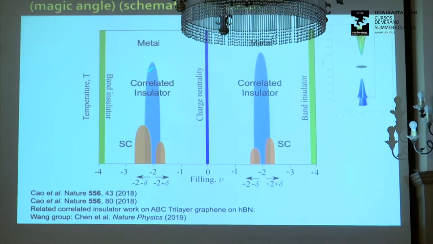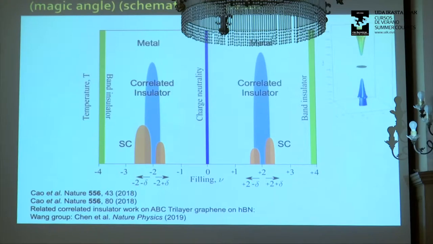At low temperatures, correlated insulators appear at 2 electrons or 2 holes per moiré unit cell. And then I showed you yesterday that if you dope a little bit with extra holes or with electrons around the correlated insulator state for holes, you have superconducting domes.